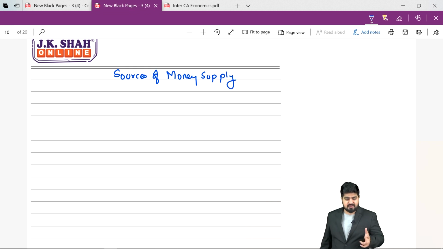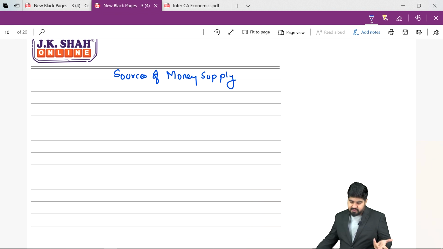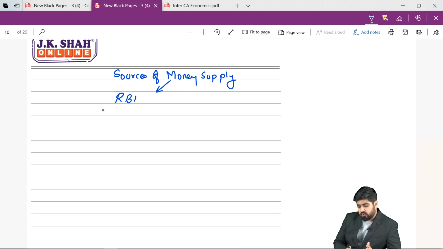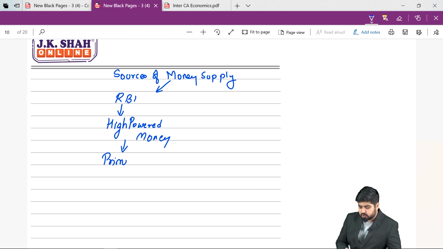Now, sources and determinants, you would say, sir, it is one and the same. I understand that. Sources of money supply, where do you get money from? So, first one, you can get it from RBI. Now, when I say RBI, I am talking only from India's perspective, right? So, we can write it as RBI or we can write it as central bank, no problem. Now, the money which is printed by RBI, friends, it is nothing but high-powered money. Now, when I say high-powered money, it is also called the primary source of money supply.